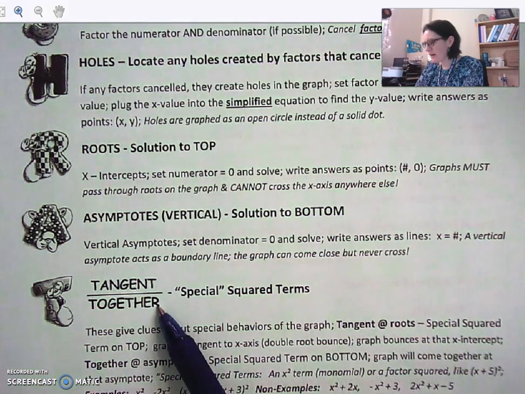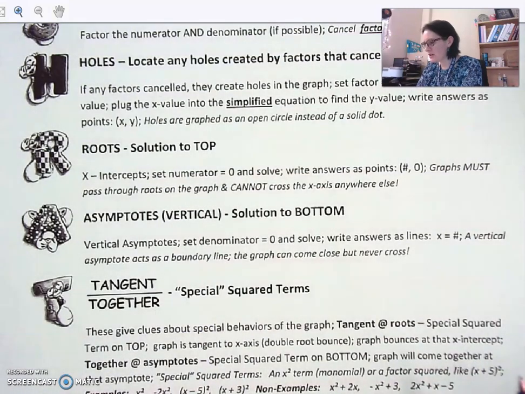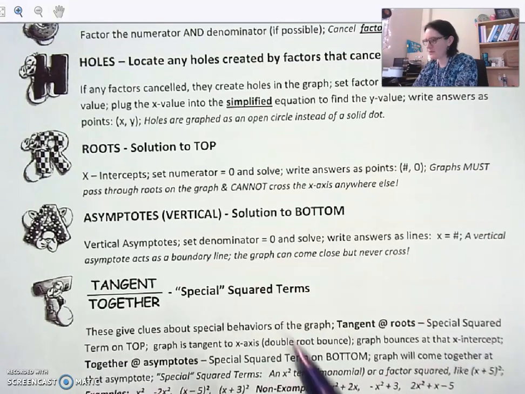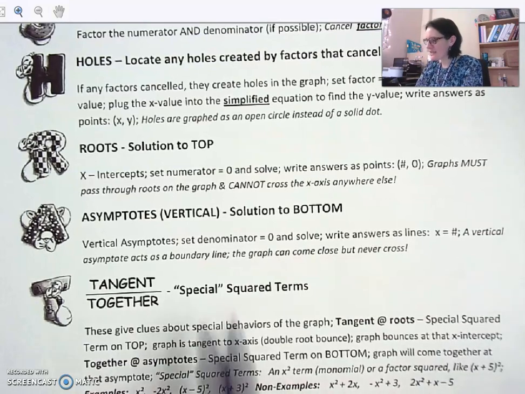And together is about the behavior at the asymptotes. Is it going to be going the same direction on either side of the asymptote, or is it going to be going in opposite directions? So going the same direction would mean coming together, and going opposite directions would not be coming together. And the way that you can tell if this is going to be the case is whether or not your factored forms are squared or not.